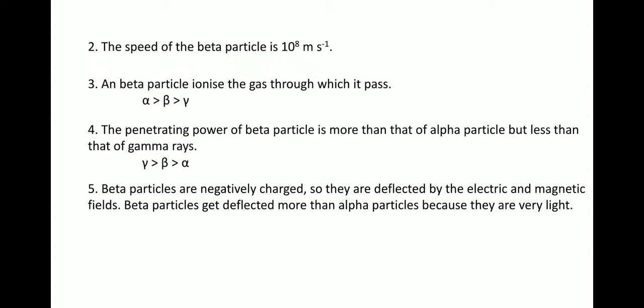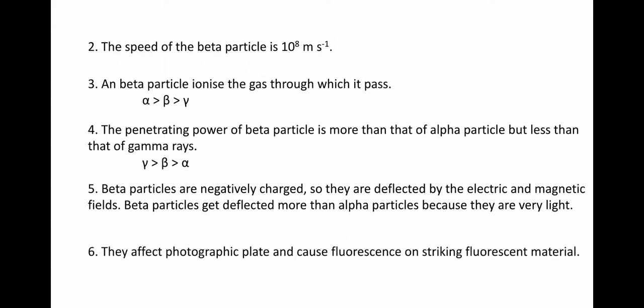Beta particles are negatively charged, so they are deflected by the electric and magnetic fields. Beta particles get deflected more than alpha particles because they are very light. They affect photographic plate and cause fluorescence on striking fluorescent material. So this property number 6 is common in both the alpha particle as well as the beta particle.